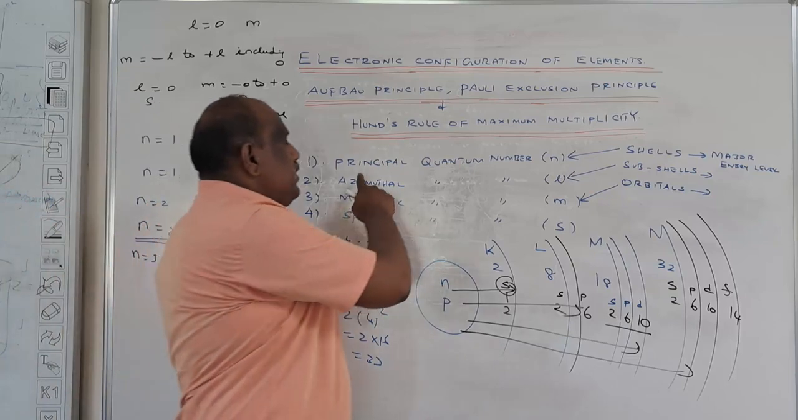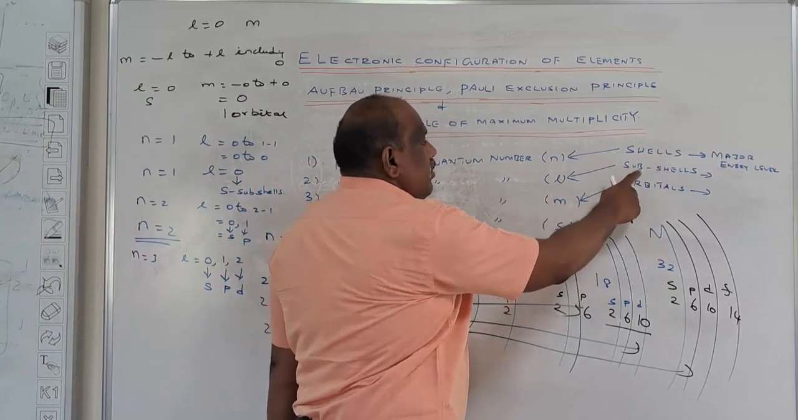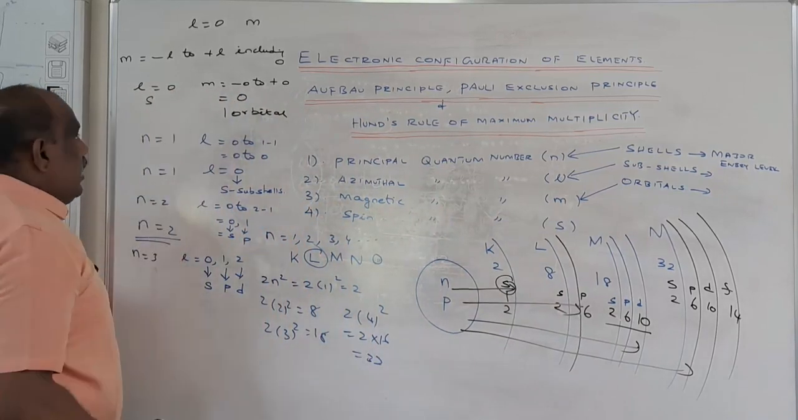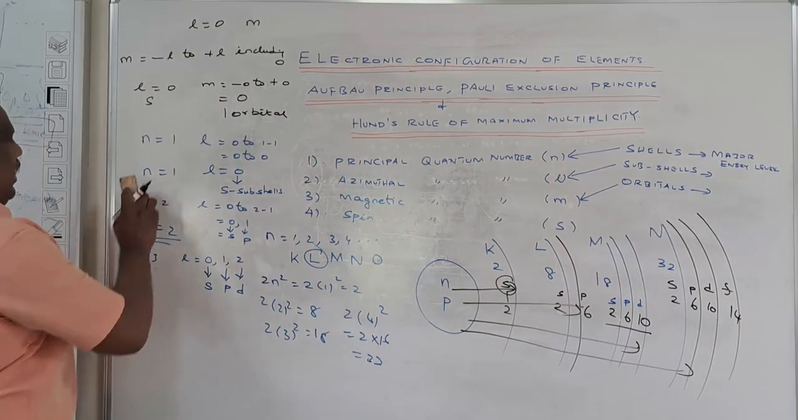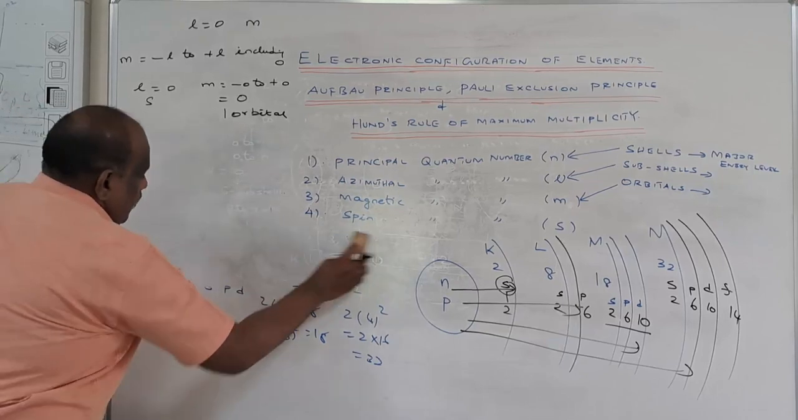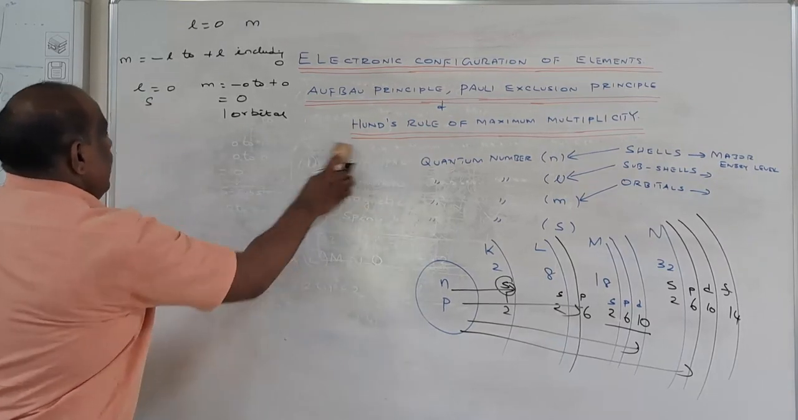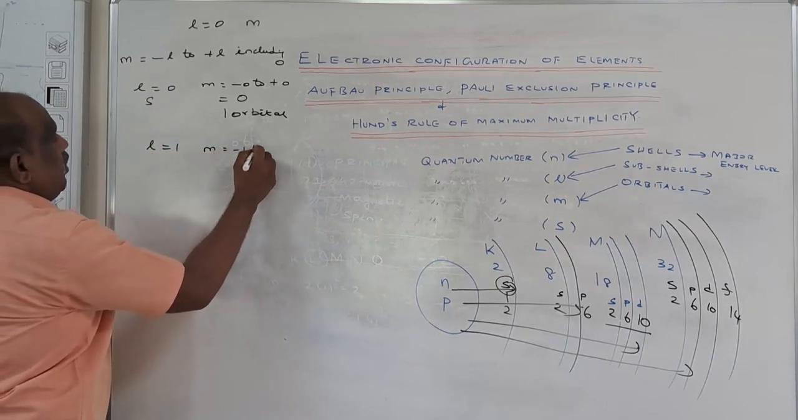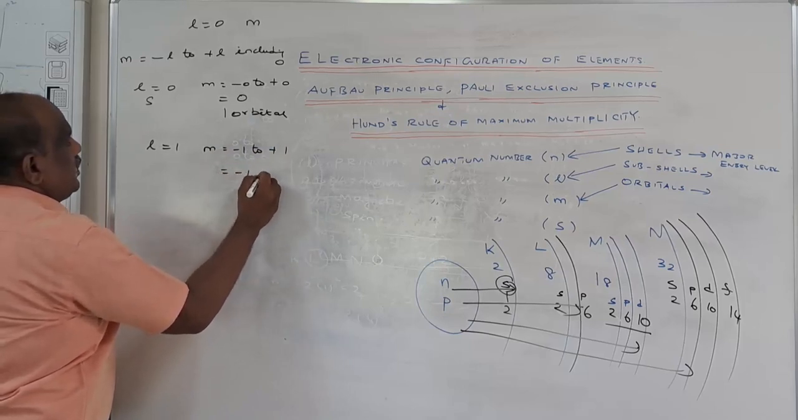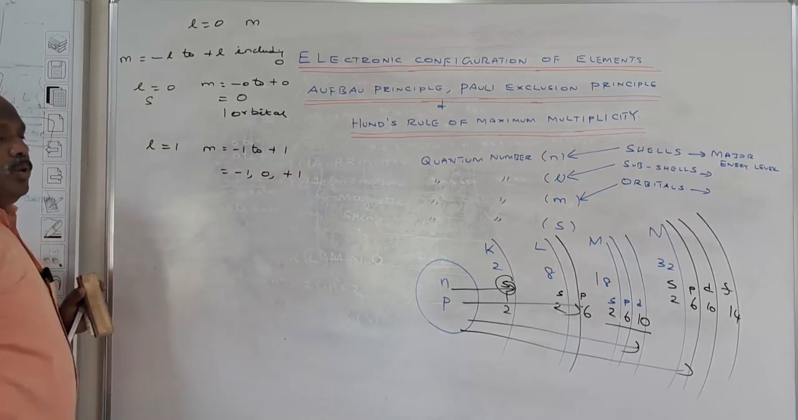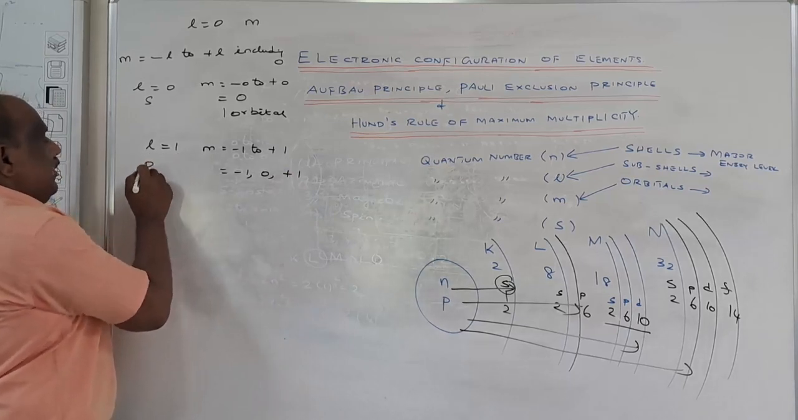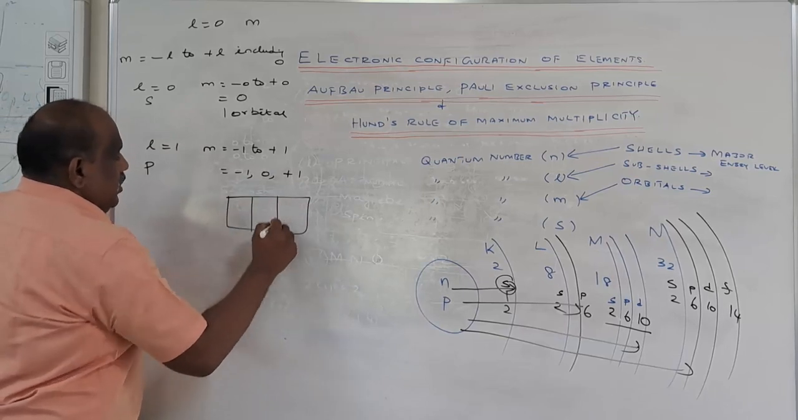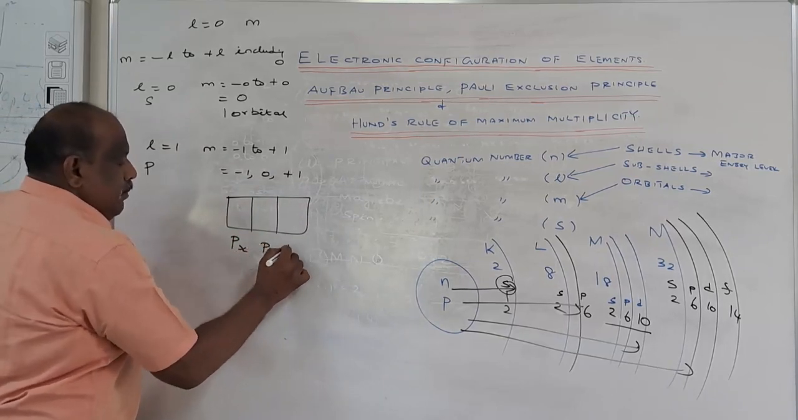That's what I told: for the principal quantum number, we call them shells. For the azimuthal quantum number, we call them subshells. For the magnetic quantum number, we call them orbitals. So one orbital. Now the second thing: when L equals 1, then M will be minus 1 to plus 1, including 0. So it is minus 1, 0, plus 1. So when L equals 1, it is P. So we have 3 orbitals like this. It is Px, Py, Pz.